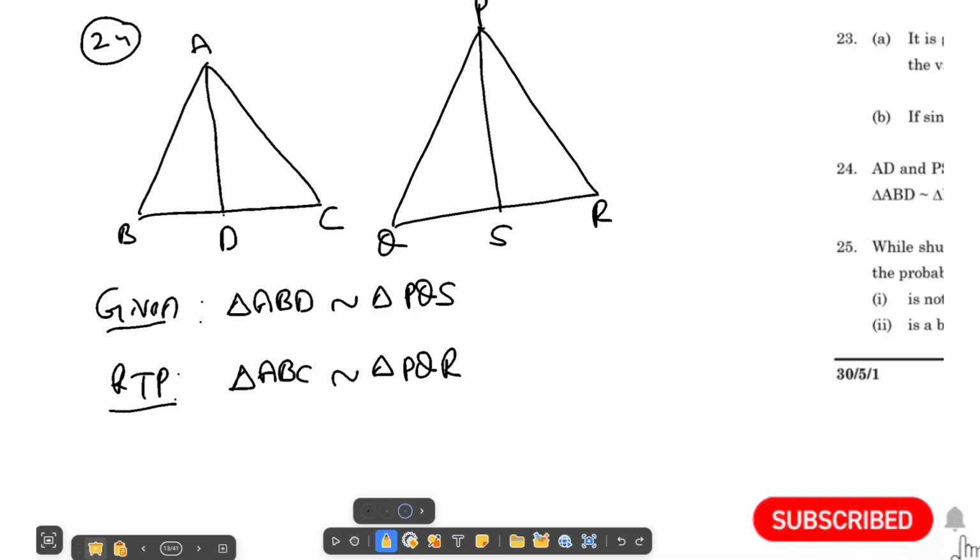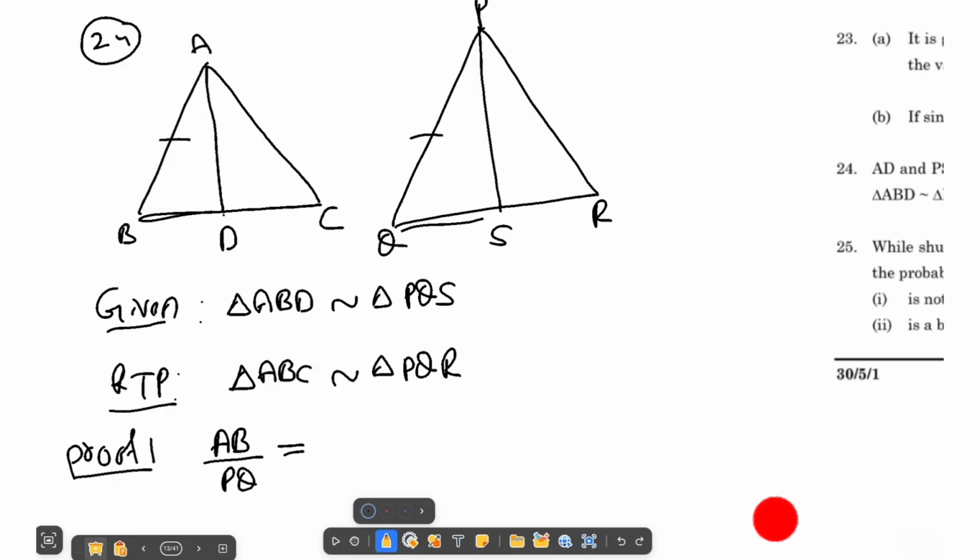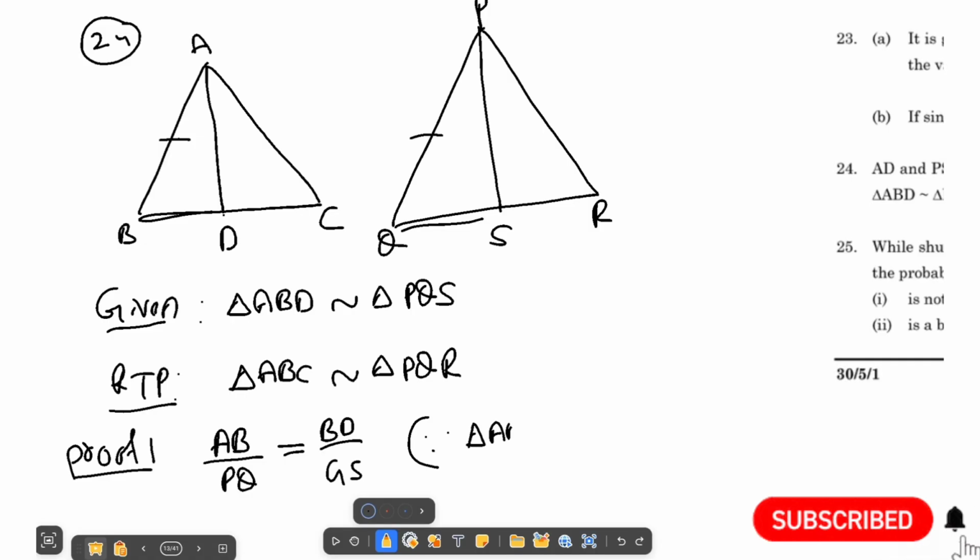So we can write it, as the triangles are similar, we can write AB by PQ is equal to BD by QS, since it is given that triangle ABD is similar to triangle PQS and angle B is equal to angle Q.